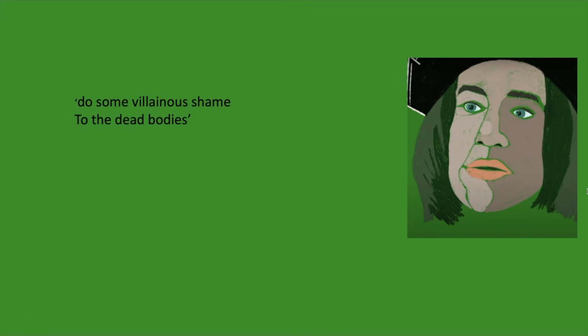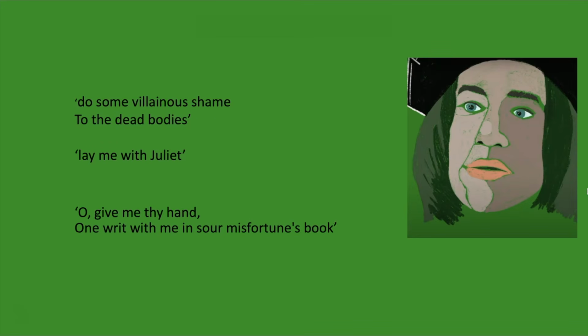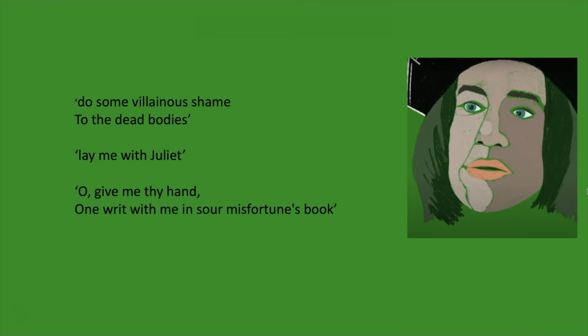As he dies, Paris asks Romeo to "lay me with Juliet," to which Romeo agrees. Paris's actions here are not those of a villain or a bumbling idiot as we've seen in the first 4 acts. They are heroic and more in line with what we've come to know of Romeo. Even Romeo sees how similar he is to Paris, saying, "Oh, give me thy hand, one writ with me in sour misfortune's book." So why does Shakespeare present Paris so valiantly in this final act?